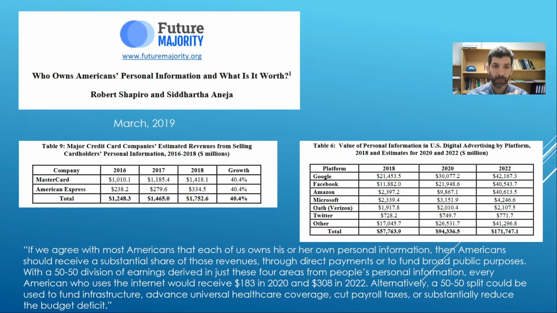There's an interesting study from Robert Shapiro and Siddhartha Aneja, from March 2019. What they've done is estimate the personal value of an individual. They looked at all of the profits from advertising of the likes of Google, and they also looked at the profits and revenue from the companies who sell on your personal information. Again, if you're using a credit card or buying stuff with some sort of electronic payment, you're creating a constant trail of data, right?